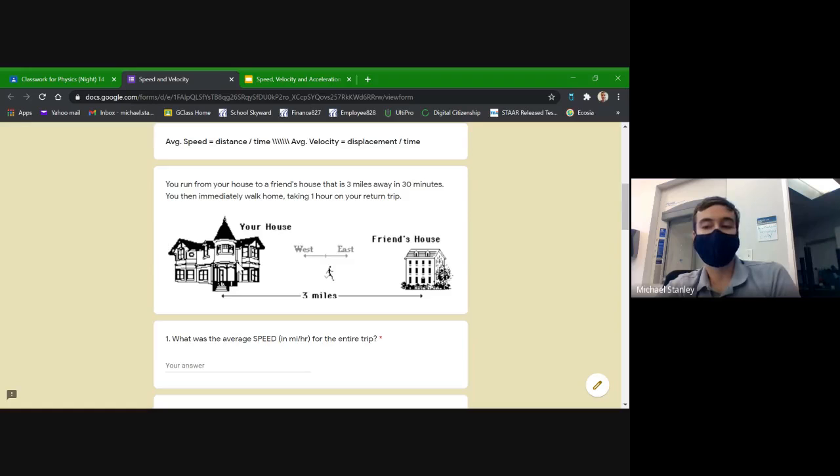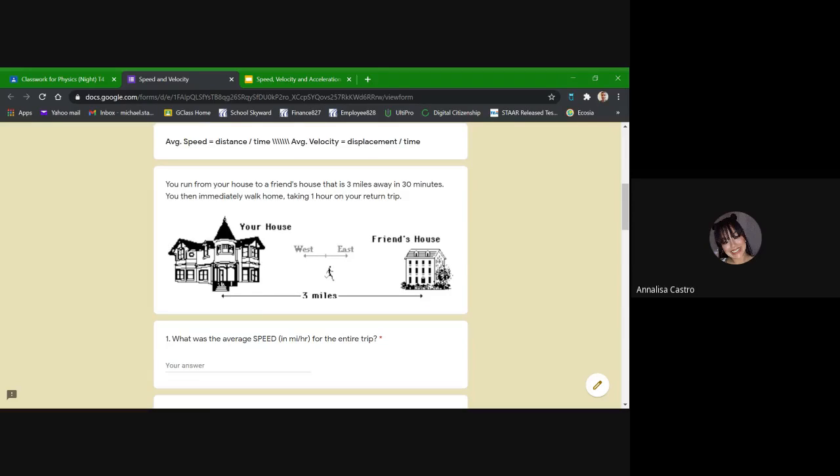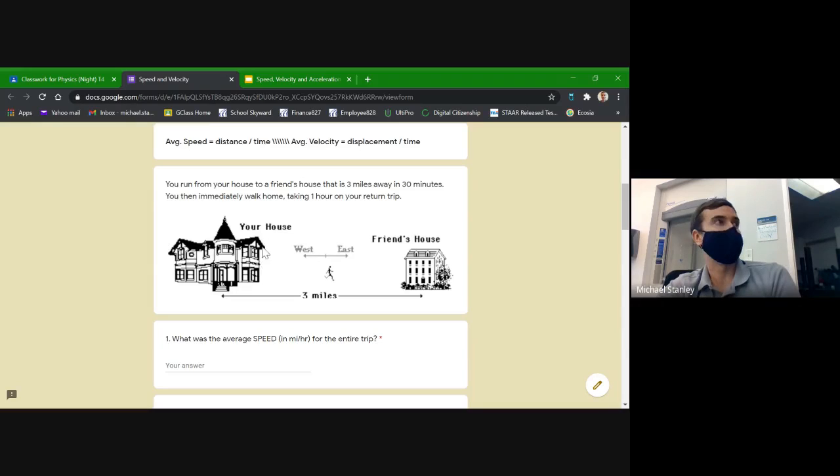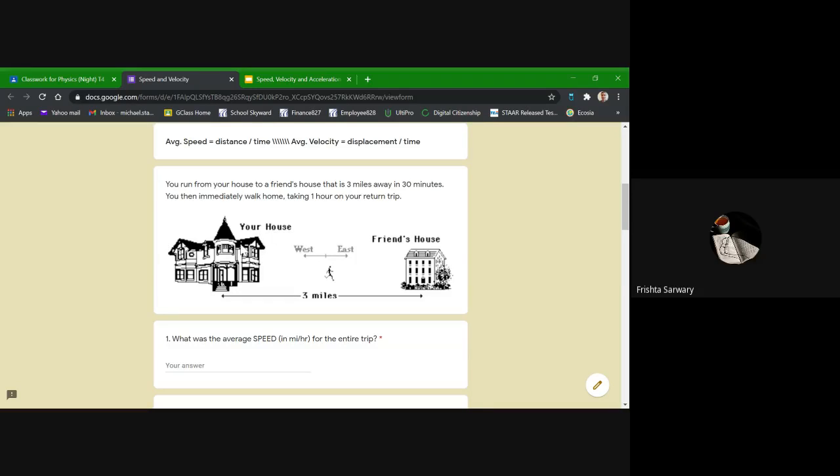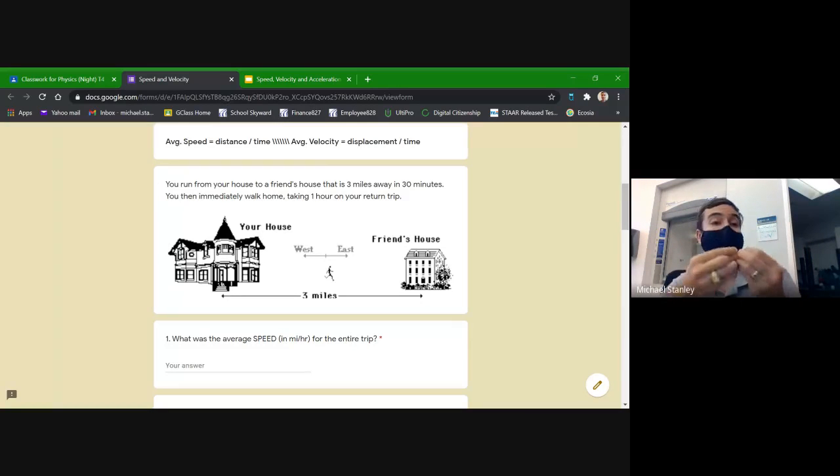Then what I think Frishta was talking about earlier, if you start at your house and you go to your friend's house and you come back, what is your total displacement? So that would be 0 when it's displacement. That would be 0. Exactly. Because you started and ended at the same place, your house. And if your starting point and your ending point are the same, you have 0 displacement.